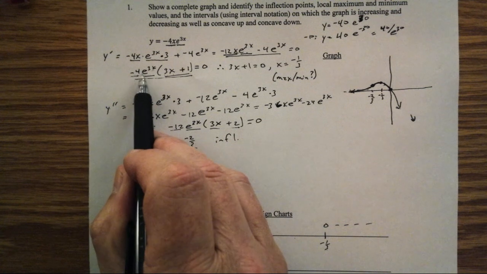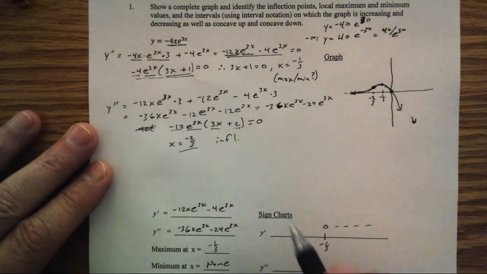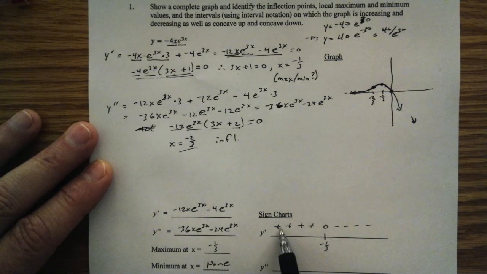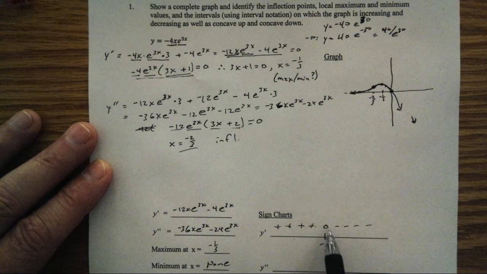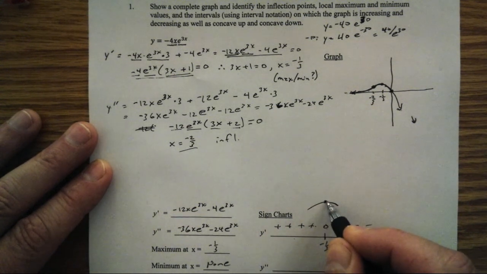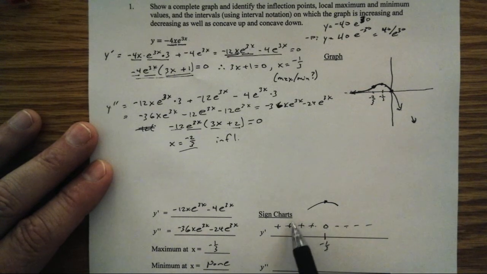So it's negative times negative, positive, which means our graph goes through a phase where it goes up, maxes out at negative 1/3, and then comes down. So this is an indication right here that we got a maximum. The graph's going up, then coming down.